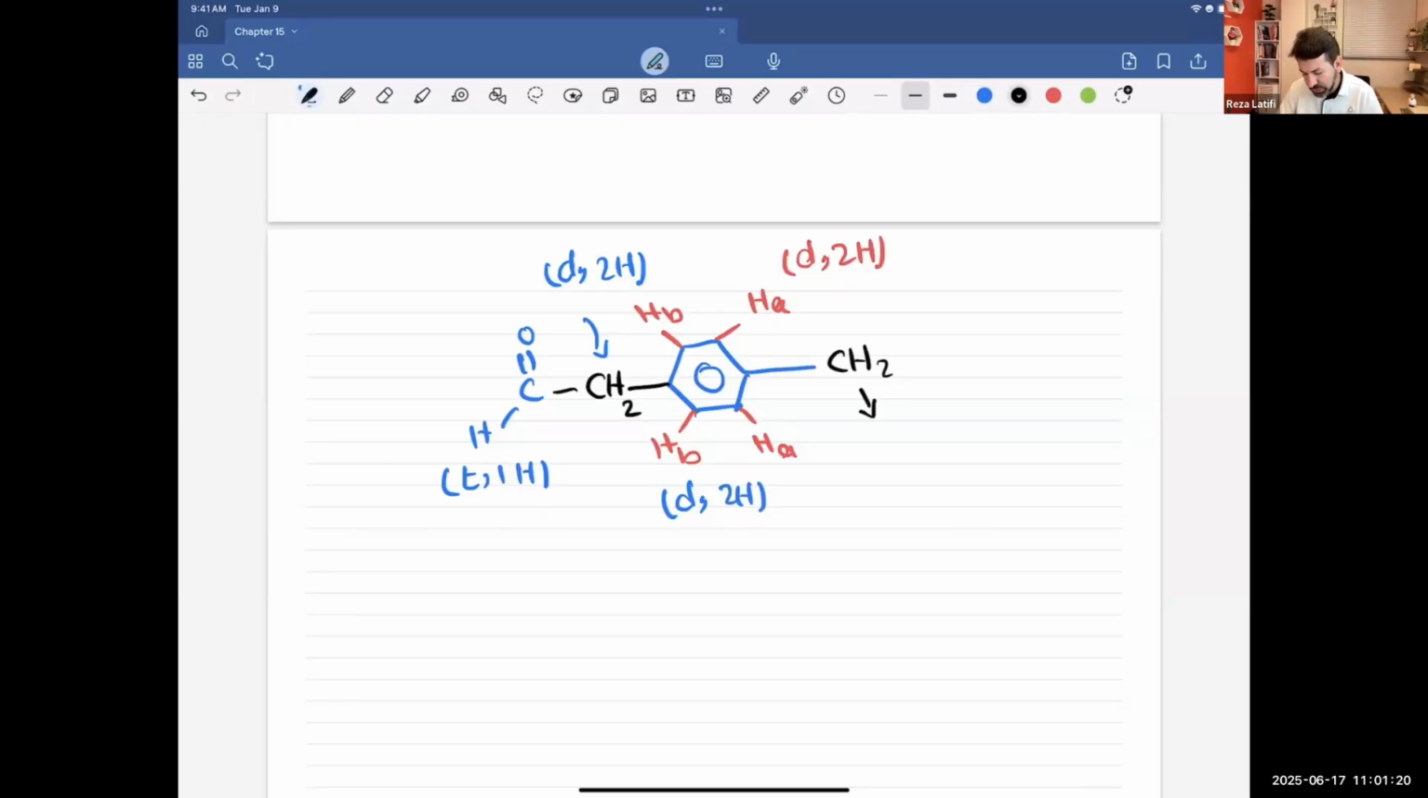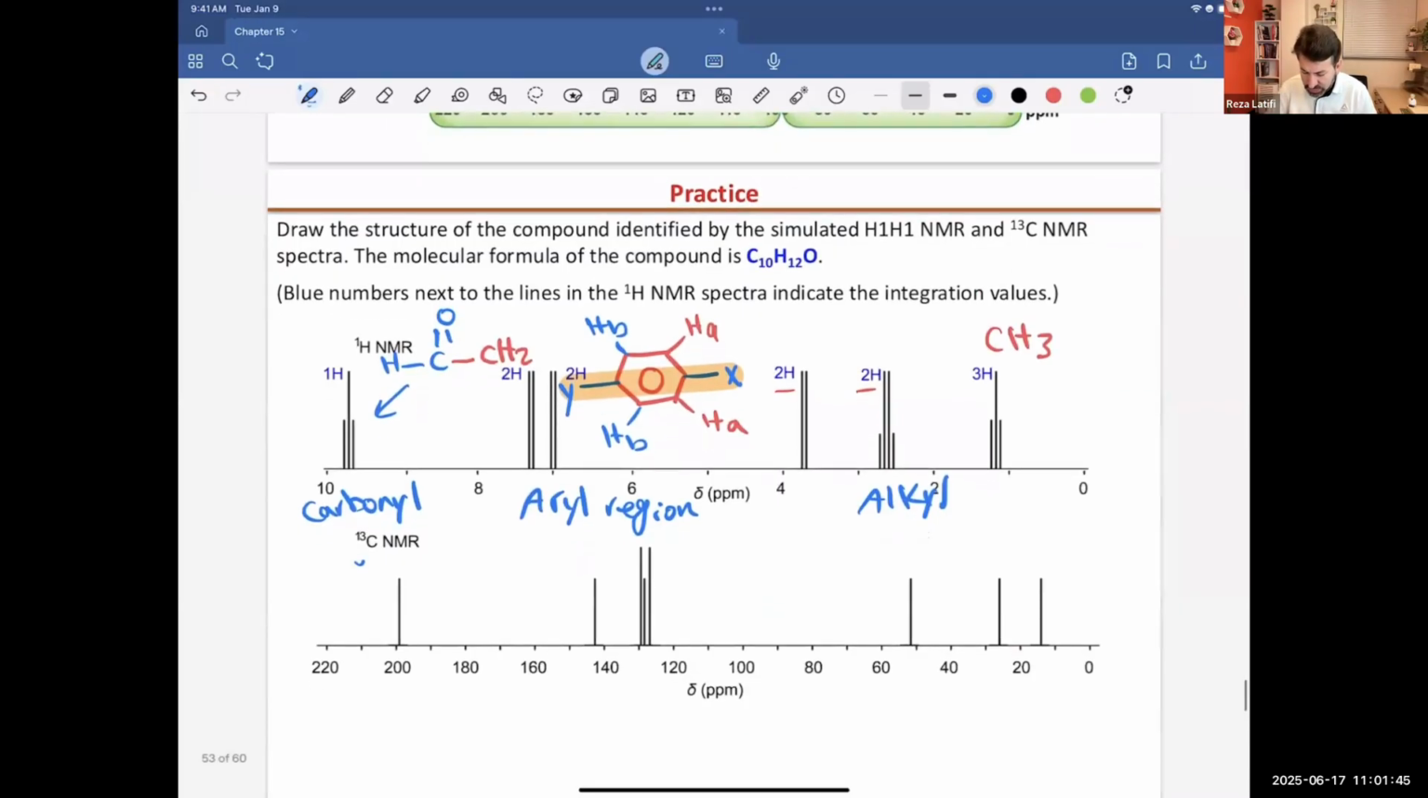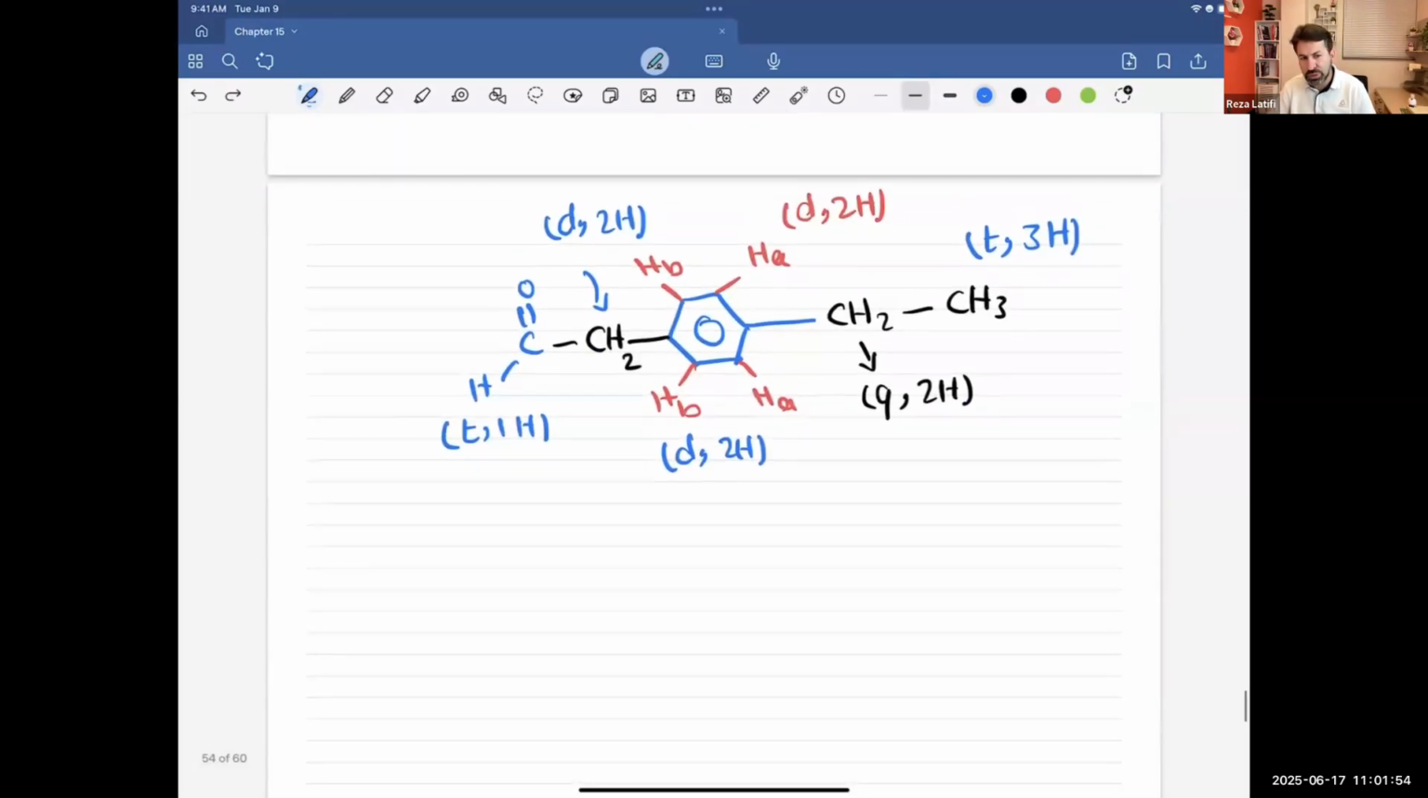This CH2, okay, neighbor to CH3, so it will be quartet, and the integration it will be equal to 2. The methyl, because it's neighbor to 2 hydrogens, will be triplet, and integration equal to 3 hydrogen. Okay, let's check the methyl. It is a triplet, and integration equal to 3. This H supposed to be quartet, and it is quartet, and integration equal to 2.